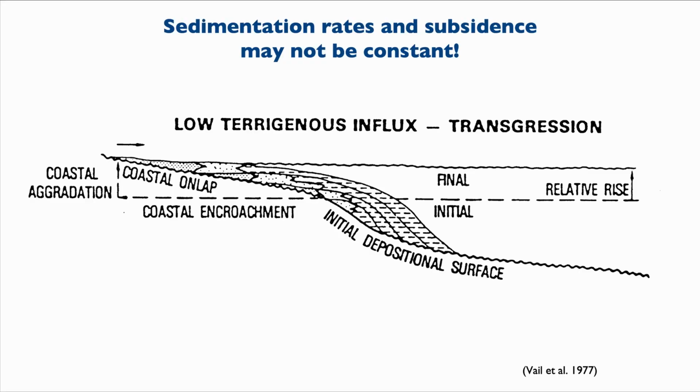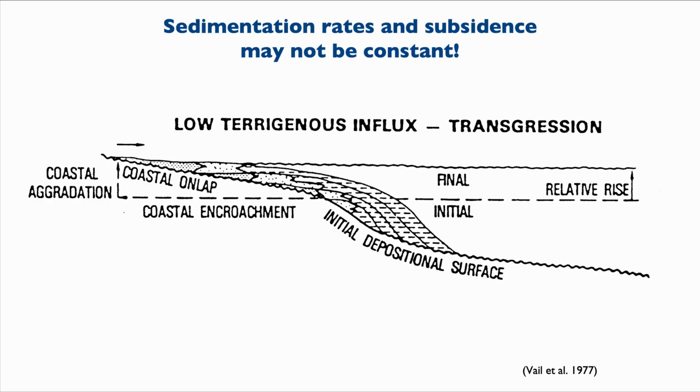So here's an example of a shoreline where we have a relative rate of sea level rise. So you can see we have a relative rise in sea level or base level from initial to final. And at first we have very low terrigenous influx. So we don't completely feel this accommodation that we create. And the net impact of this is because we don't feel accommodation, we have a transgression.